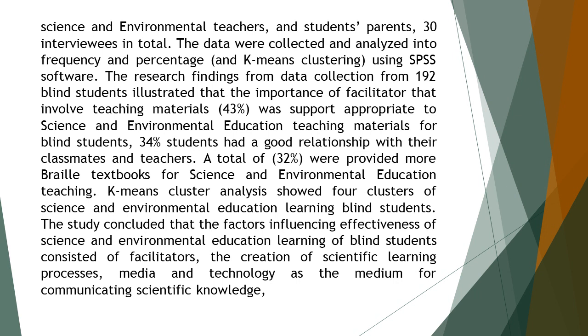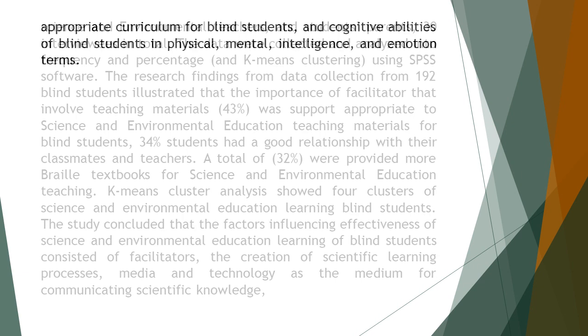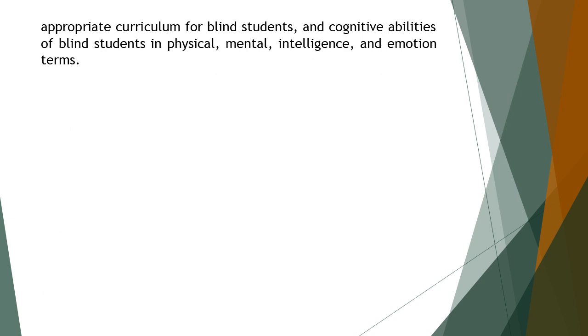The study concluded that the factors influencing the effectiveness of science and environmental education learning of blind students consisted of facilitators, the creation of scientific learning processes, media and technology as the medium for communicating scientific knowledge, appropriate curriculum for blind students, and cognitive abilities of blind students in physical, mental, intelligence, and emotion terms.